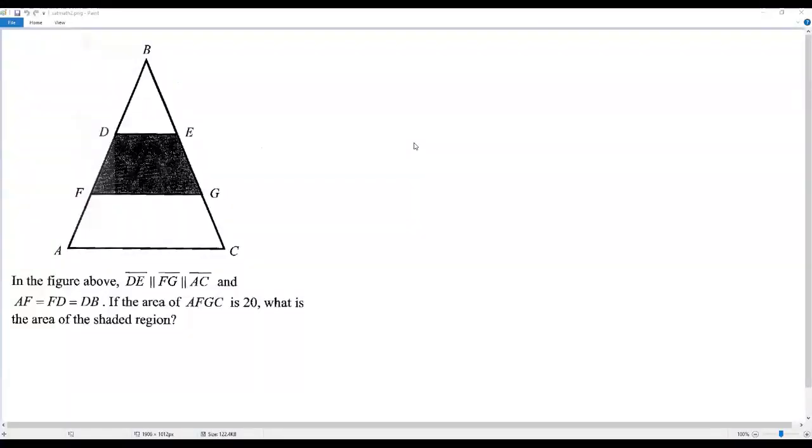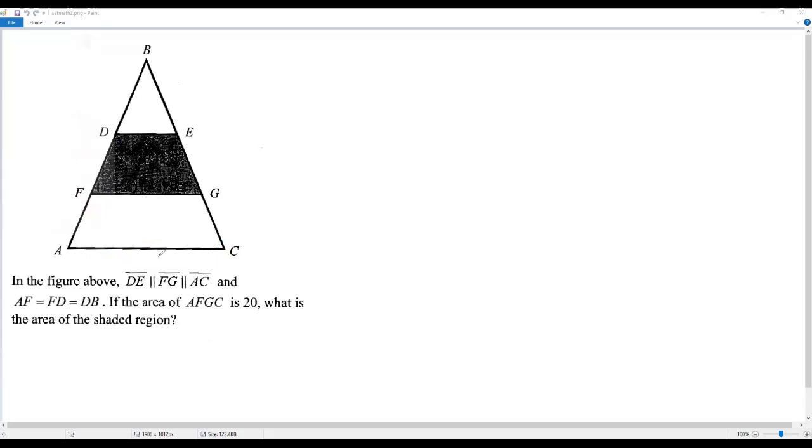Here we have a SAT math problem. Okay, let's go to the question. In the figure above, line segment DE, line segment FG, and line segment AC are parallel. So the markings here indicate that all these three line segments are parallel. That is, DE is parallel to FG and FG is parallel to AC.